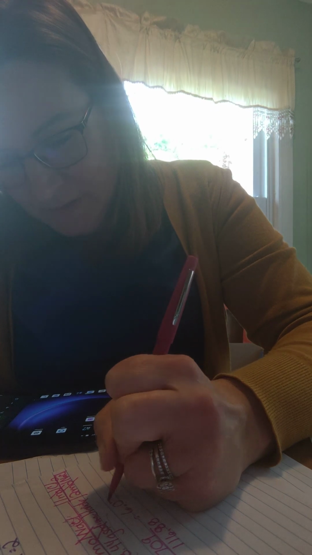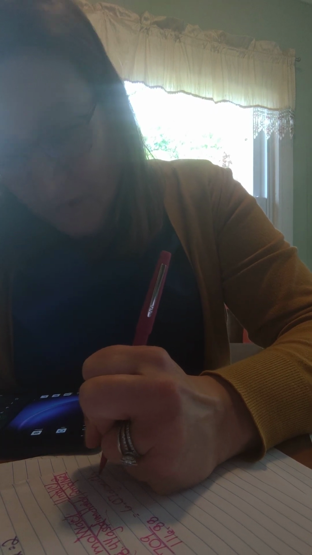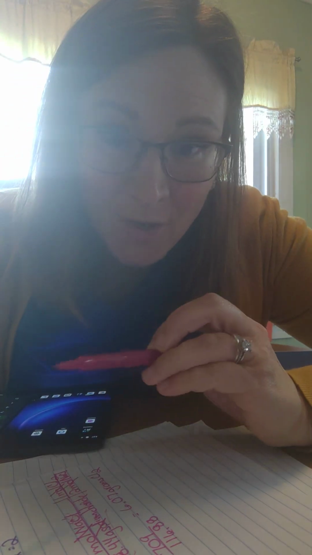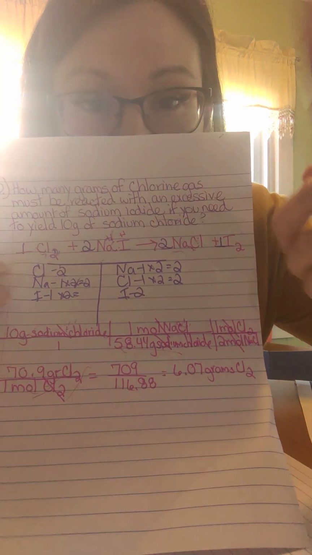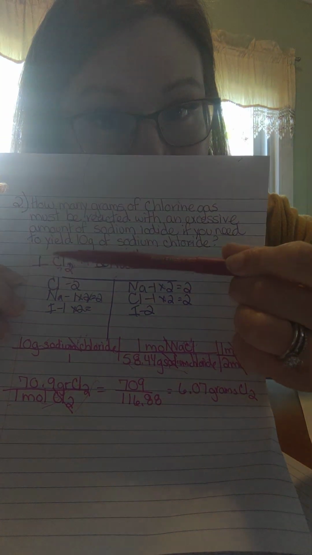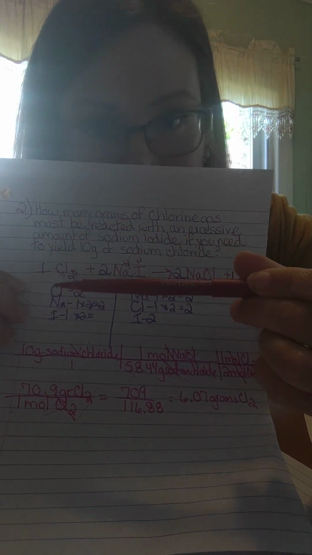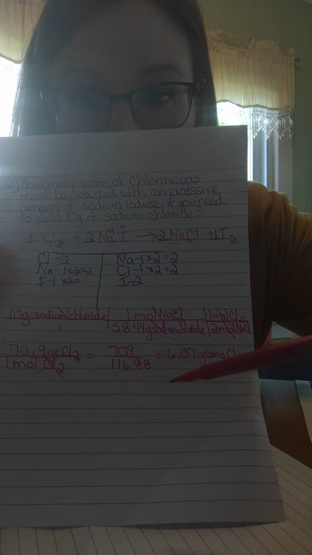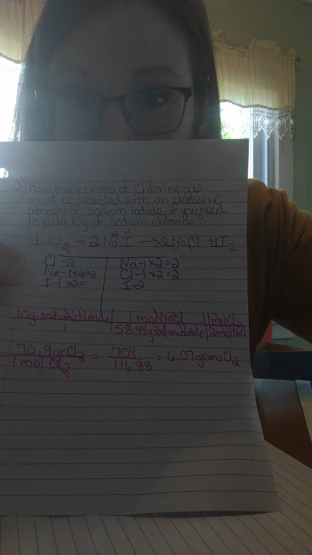6.07 grams of chlorine gas. What we are looking for is chlorine gas, which is in the reactants. Since it's a reactant and not a product, we're not going to multiply it by 93%. So that would just be our answer, 6.07 grams of chlorine gas.